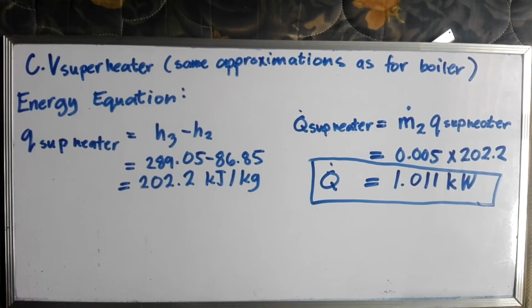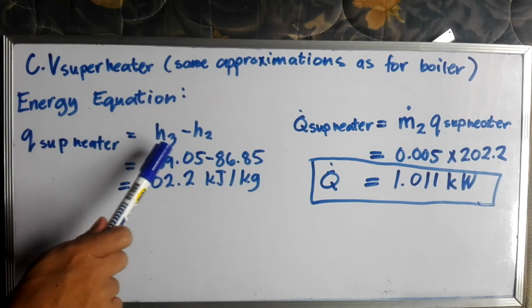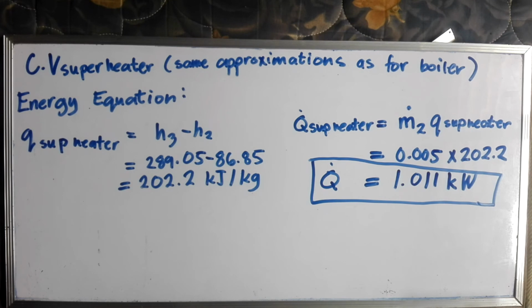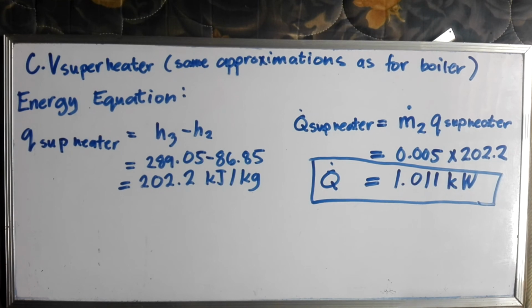So using the last equation, the energy equation will be Q of superheater is equal to enthalpy at state 3 minus enthalpy at state 2. That will be equal to 289.05 minus 86.85, which is equal to 202.2 kilojoules per kilogram. So the heat transfer rate of the superheater will be the mass flow rate times Q of superheater. That will be 0.005 times 202.2, and Q dot will be 1.011 kilowatts.